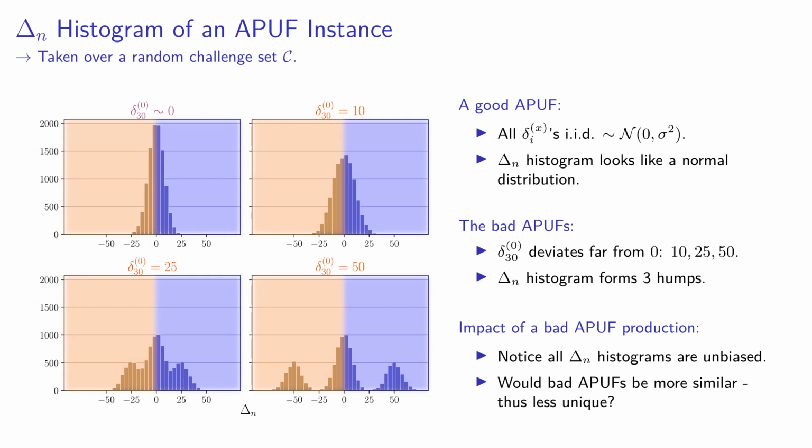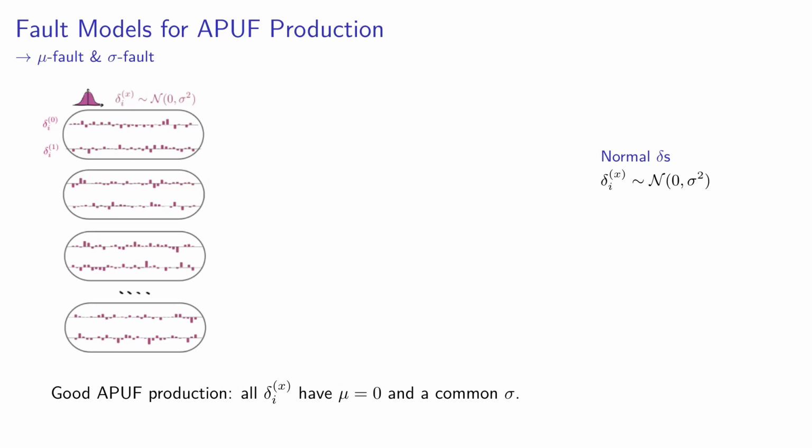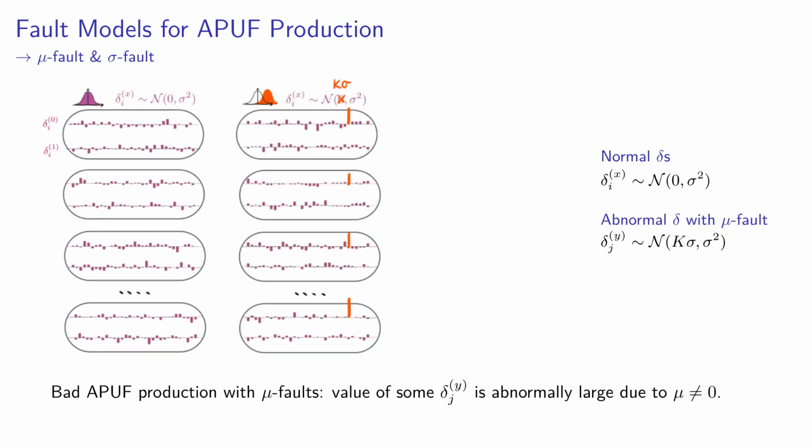uniqueness. To investigate the effects of a bad APUF production, we first considered 2 fault models that deviate from the assumption of good APUF production where the deltas at all stages follow an IID normal distribution with a mean of 0. One possible fault that could arise is a mu fault, which deviates from the assumption that all deltas are of 0 mean. This could be caused by an unbalanced placement and routing in the design phase, causing all the manufactured APUFs to have a particular abnormal delta with a non-zero mean.